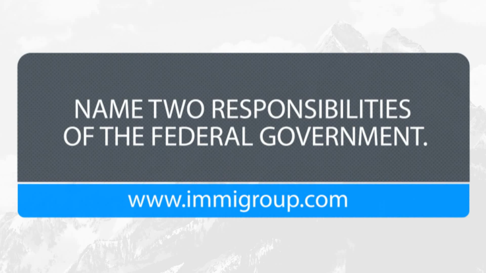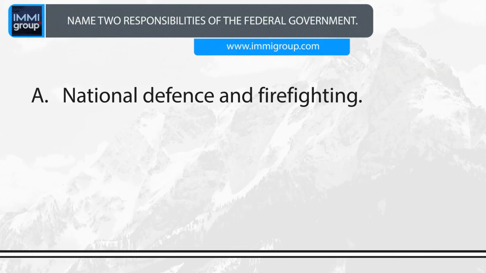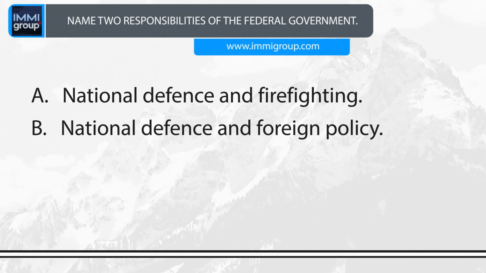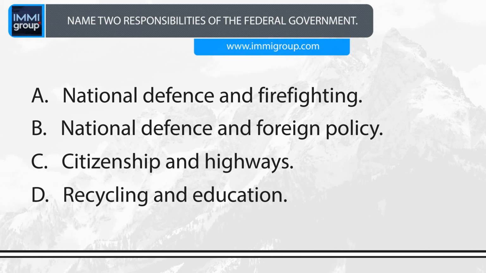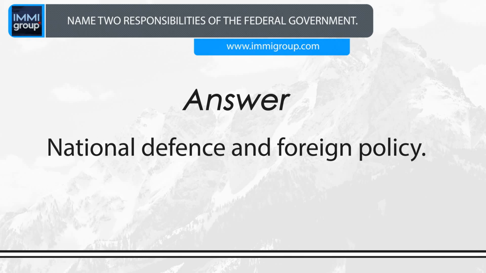Name two responsibilities of the federal government. A. National defense and firefighting. B. National defense and foreign policy. C. Citizenship and highways. D. Recycling and education. Answer: National defense and foreign policy.